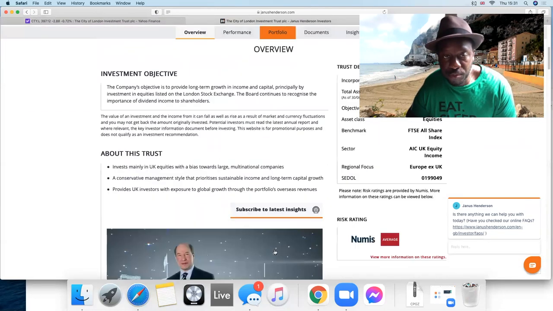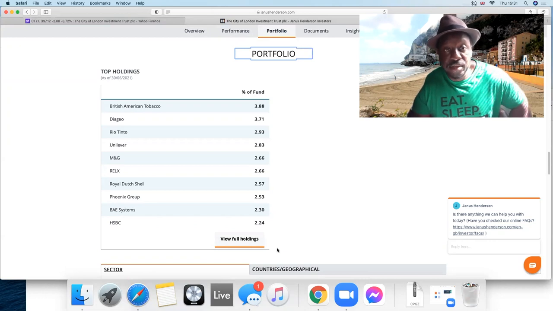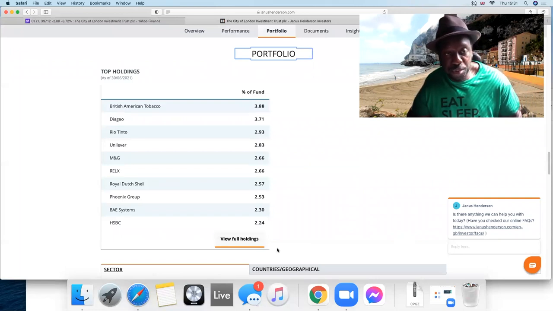So if we look at the top holdings of this trust, British American Tobacco is the most heavily weighted one, and they're one of the best dividend payers here in the UK. So it's good to see that they're actually at the top, followed by Diageo, Rio Tinto, which I'm also in. I think they're a brilliant dividend payer, along with Unilever, M&G, Rolex, Royal Dutch Shell, Phoenix Group, BAE Systems, I also own that, and HSBC.